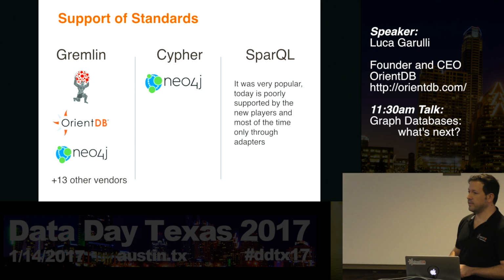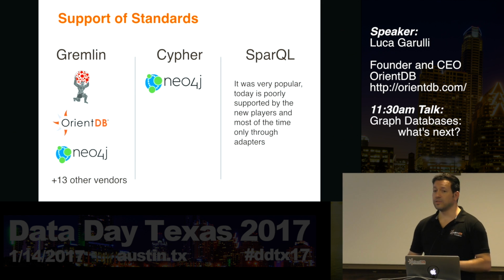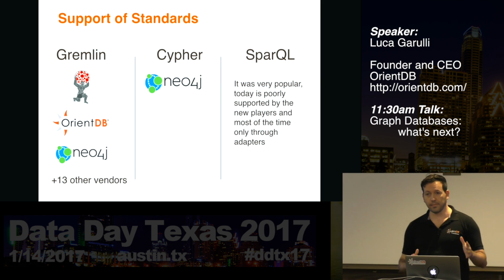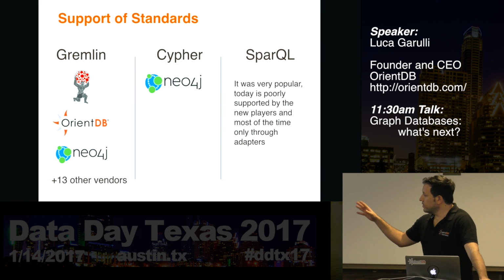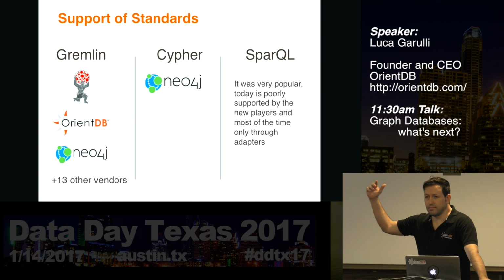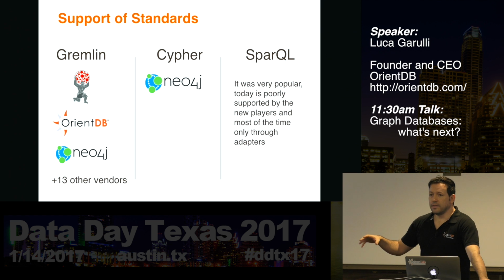And there's also SPARQL. SPARQL, of course, was the standard for RDF databases, and it was very popular and today is still very popular with RDF databases. But the top leading graph databases don't support it. Maybe you can run SPARQL on RDF with a plugin or a connector on top of the existing graph databases, but today it's not considered a standard for graph databases.